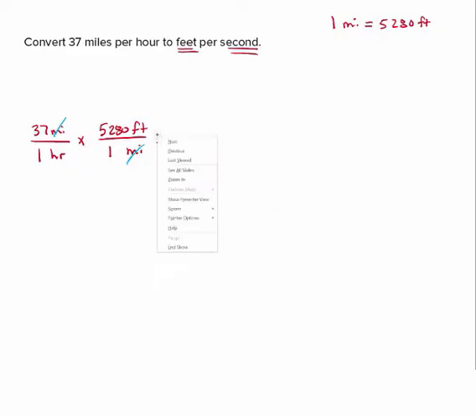So now we're going to multiply by another conversion factor and hopefully get rid of those hour units. Now notice something. When we had the 37 miles per hour, the miles were in the numerator, and so we had to pick a conversion factor that had miles in the denominator. Well, now we have hours in the denominator, so we need hours in the numerator.